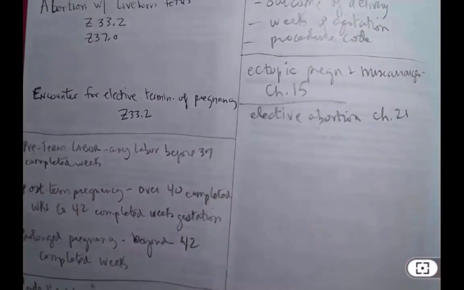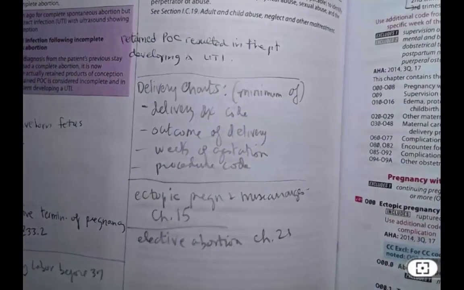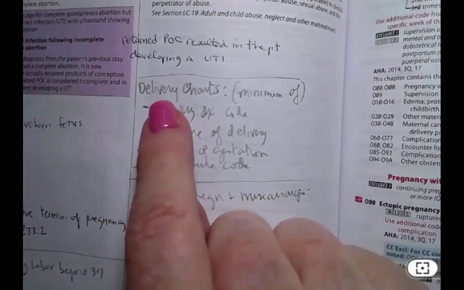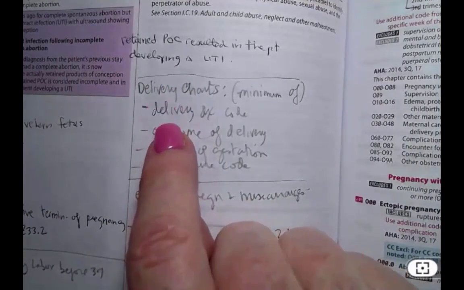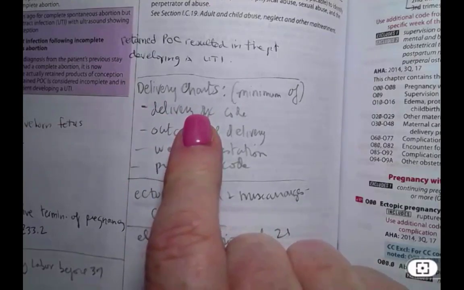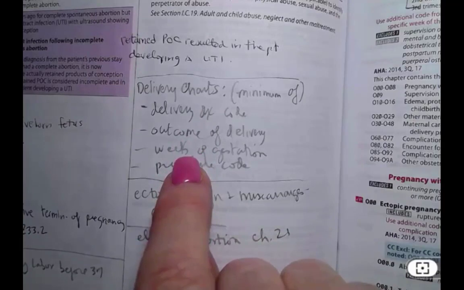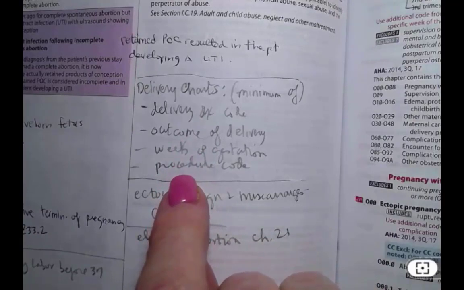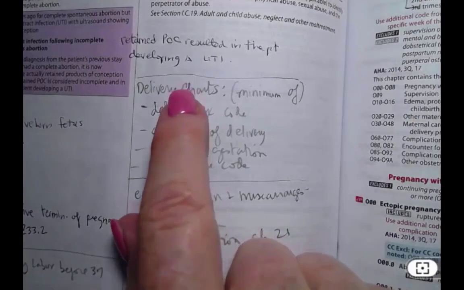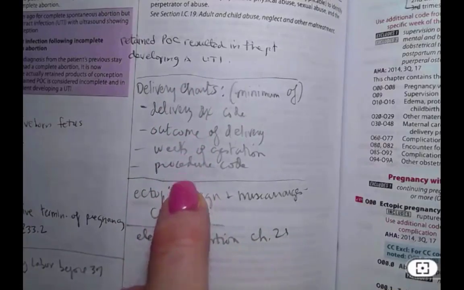And I also have a note to myself up here that whenever you've got a delivery chart, at a minimum, you're going to have a delivery diagnosis. Either it's going to be normal or whatever complication there is, the outcome of the delivery, the weeks of gestation, and any procedures that are done. So this is just a reminder to me to be sure I've coded enough whenever I'm coding a delivery chart.